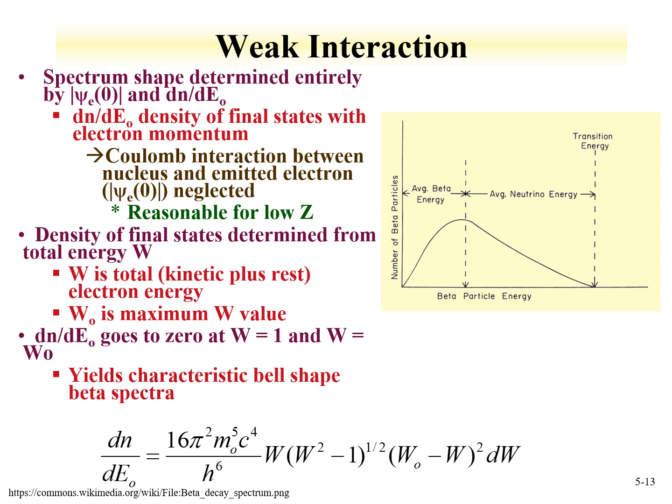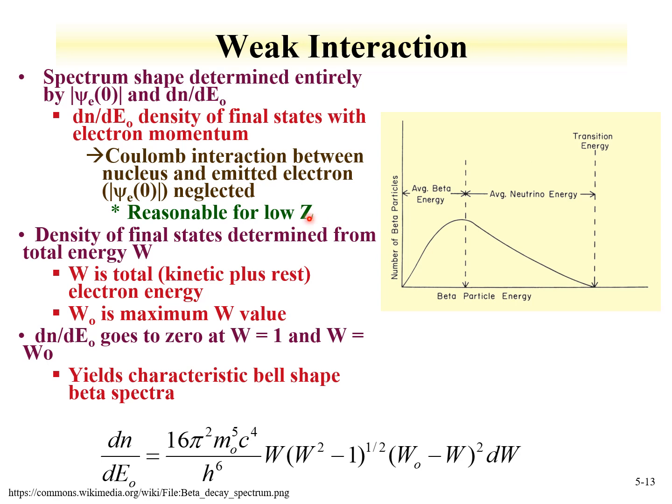However, this equation does neglect the Coulomb interactions between the nucleus and the emitted electron or positron. This is a reasonable assumption for low Z. However, at high Z, it's not true. The nucleus will have an impact on the energy of the particle emitted from the nucleus.